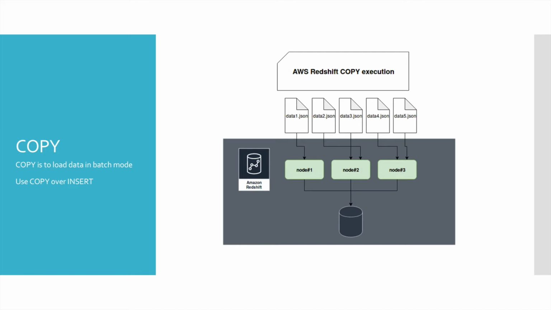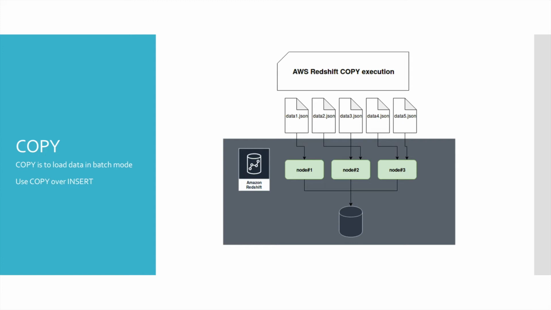Copy is a Redshift command. It's used to load data in batch mode. We can use the copy command to copy data from S3 into Redshift. From the right side of the picture, we can see that when we use the copy command, the file in S3 is split into small parts, and each small chunk is loaded into each computation node directly.